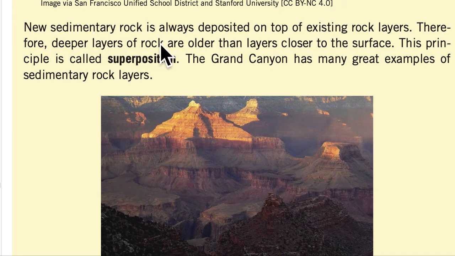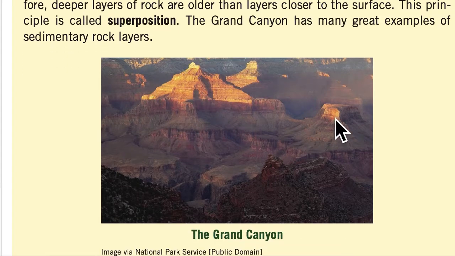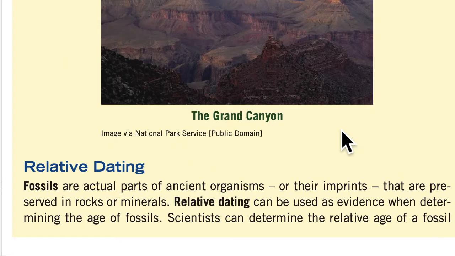New sedimentary rock is always deposited on top of existing rock layers. Therefore, deeper layers of rock are older than layers closer to the surface. This principle is called superposition. The Grand Canyon has many great examples of sedimentary rock layers.